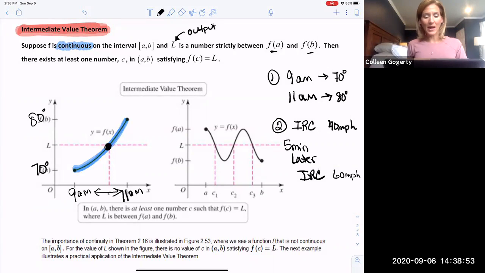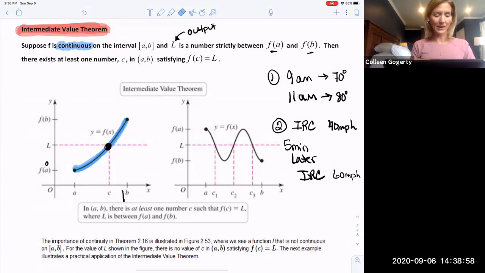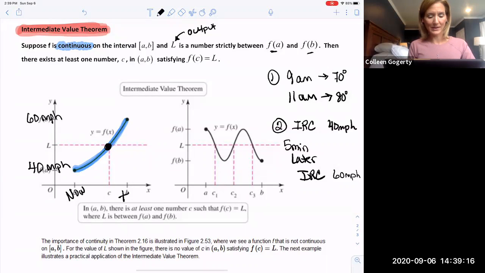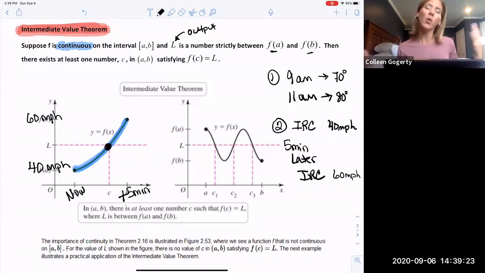So I'm just going to get rid of these again and just say, okay, once again, we have to have a continuity going. We're driving. So right now you're going 40 miles per hour, okay? And then later we're going to be at 60 miles per hour, all right? And this is now, and this is plus 5 minutes. Because it's continuous, don't we know at some point we have to be going 58 miles per hour?